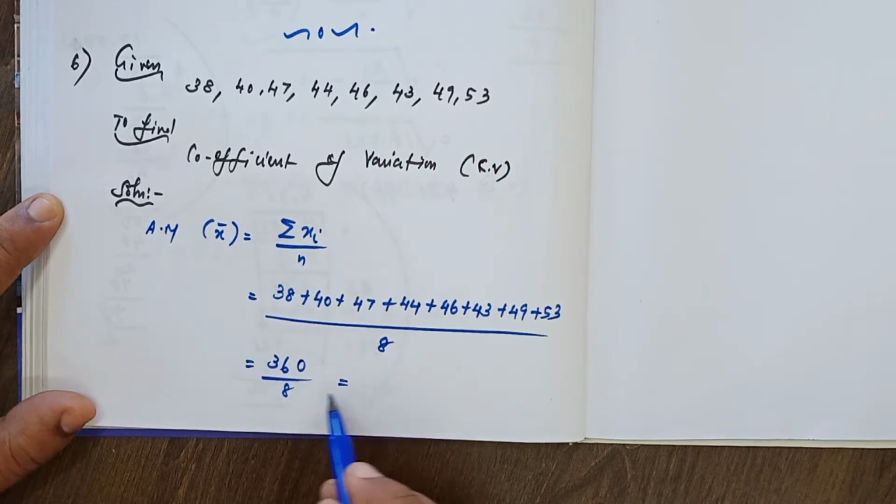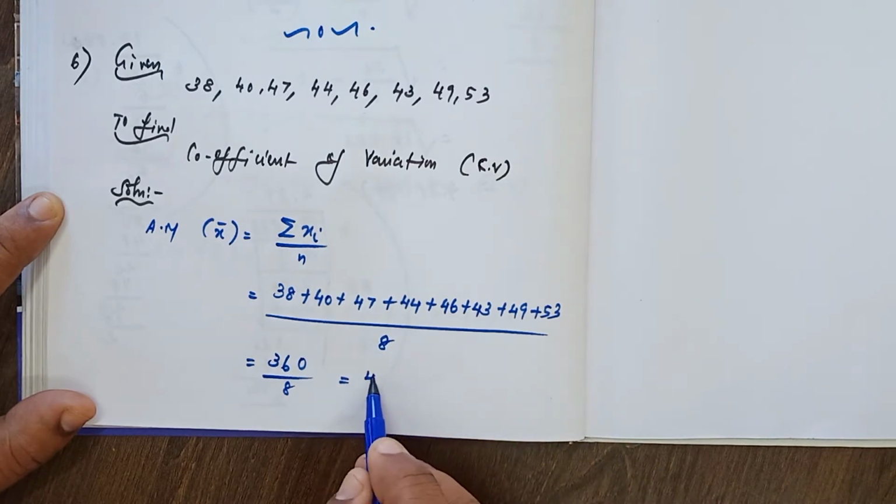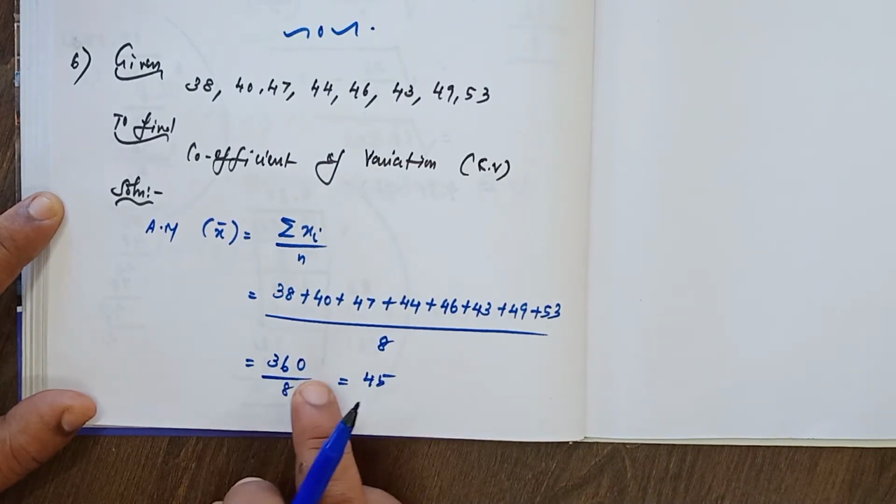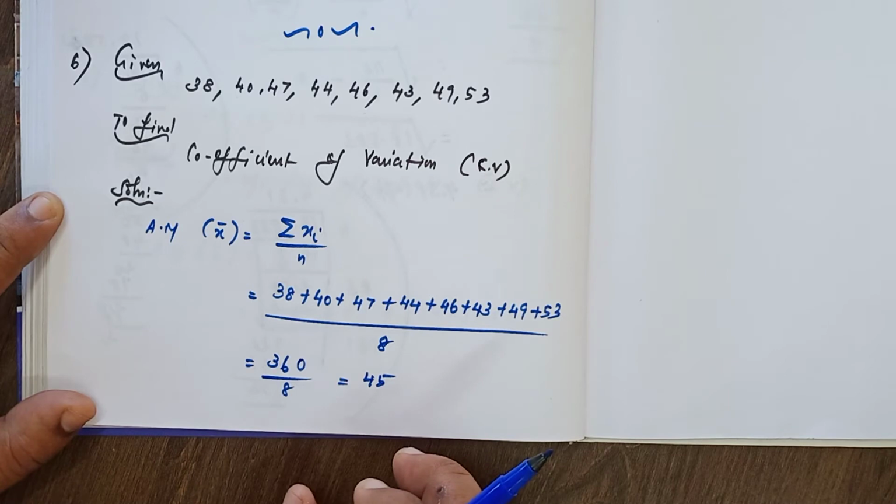If we divide, we will be getting 45. 4 8s are 32, balance 4, 40. 5 8s are 40. That is the value of x bar.